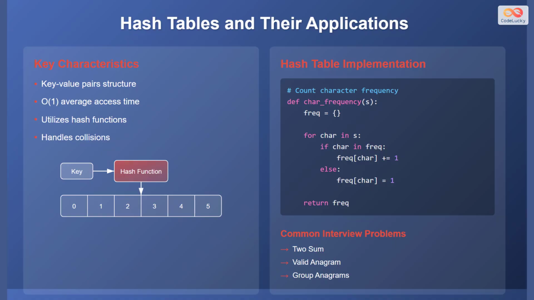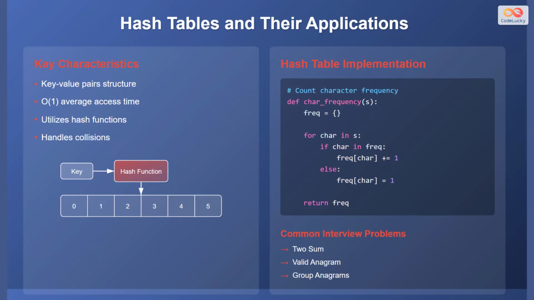Hash tables are very powerful data structures used for efficient data storage and retrieval. Let's start with the key characteristics of hash tables. Hash tables store data in key value pairs. They offer big O of 1 average access time, making them extremely fast for retrieving data. Hash tables use hash functions to compute the index for each key. Collision handling is a crucial aspect where multiple keys might map to the same index.